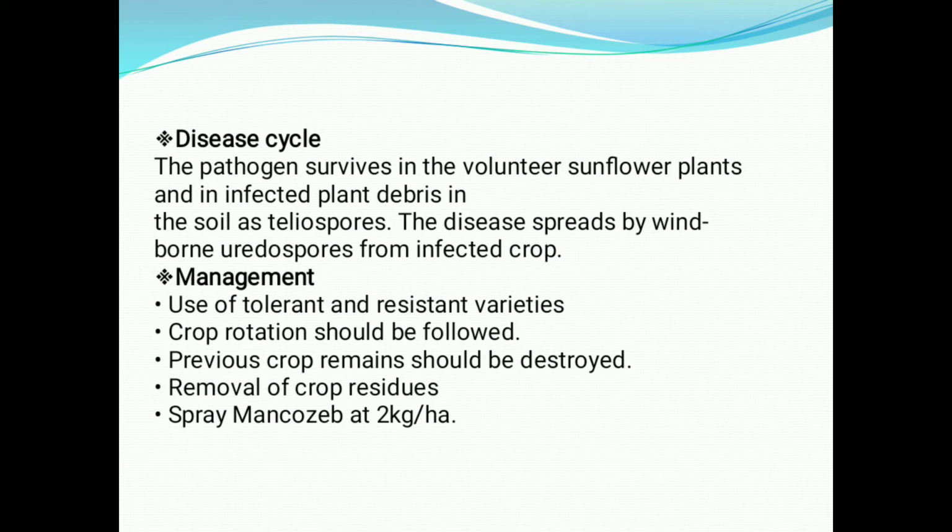Disease cycle: the pathogen survives in volunteer sunflower plants and in infected plant debris in the soil as teliospores. The disease spreads by windborne urediniospores from infected crops. Management: use tolerant and resistant varieties. Crop rotation should be followed.